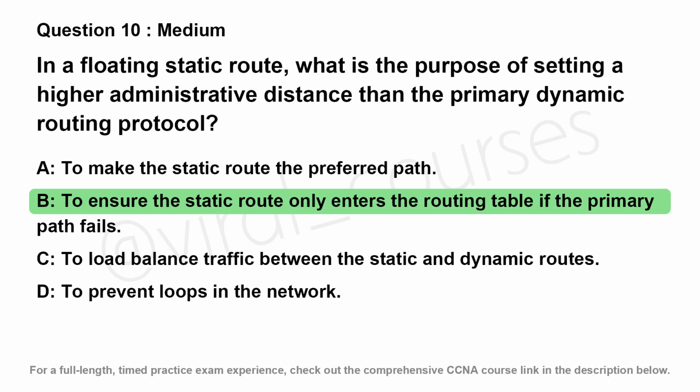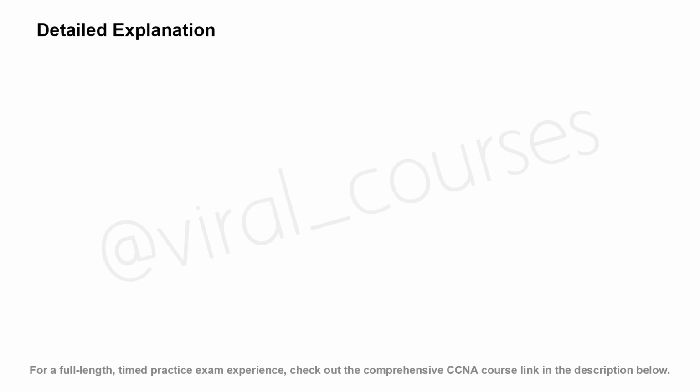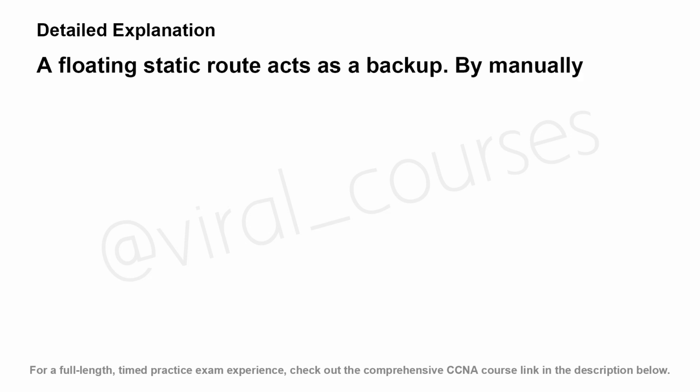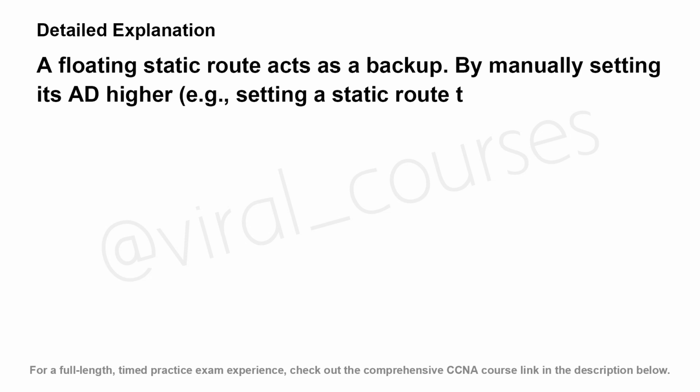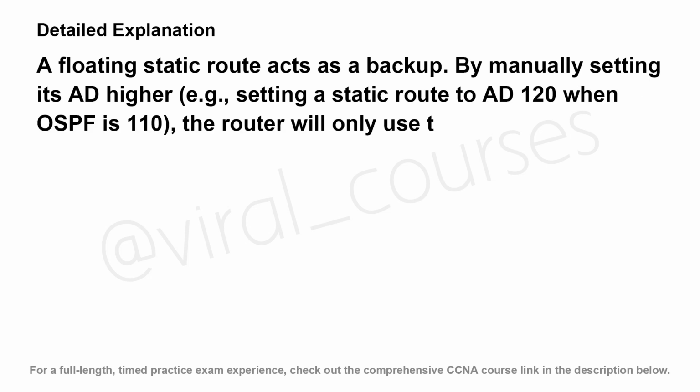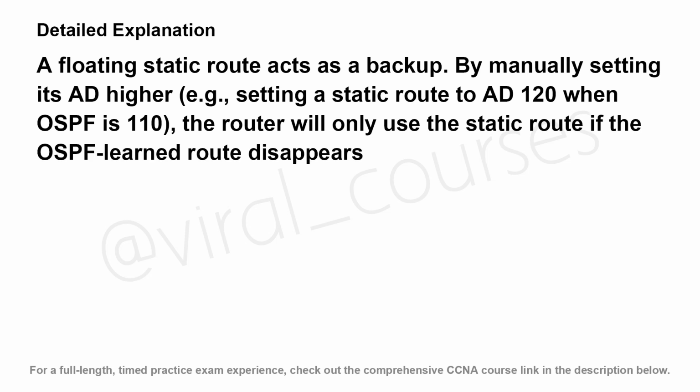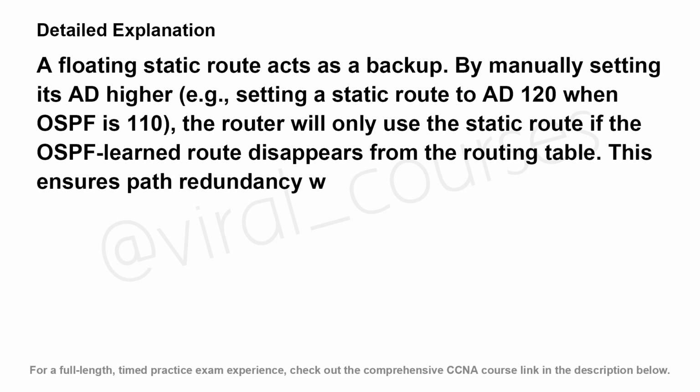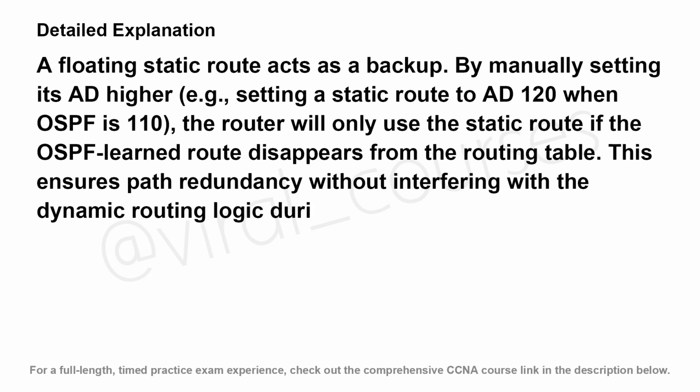The correct answer is B. A floating static route acts as a backup by manually setting its AD higher, e.g., setting a static route to AD 120 when OSPF is 110. The router will only use the static route if the OSPF learned route disappears from the routing table. This ensures path redundancy without interfering with the dynamic routing logic during normal operation.